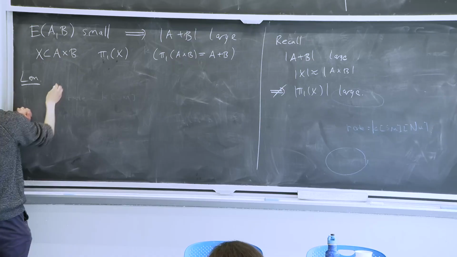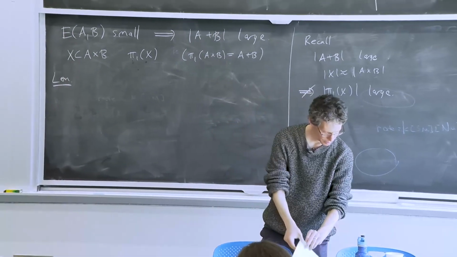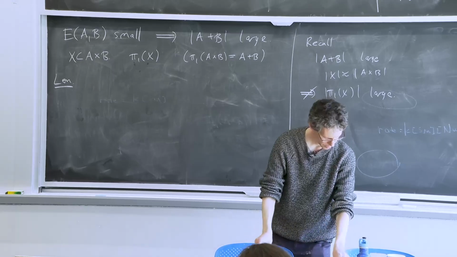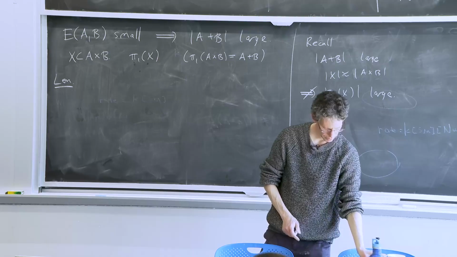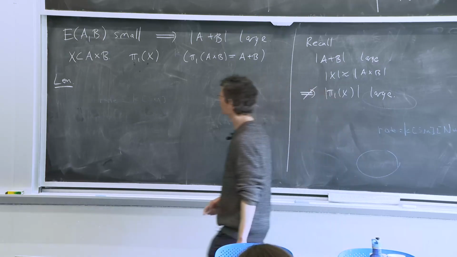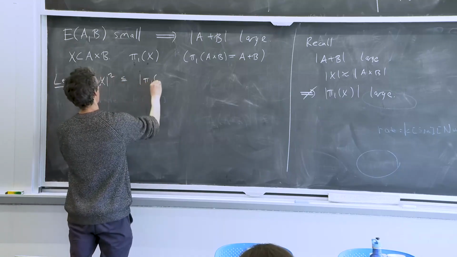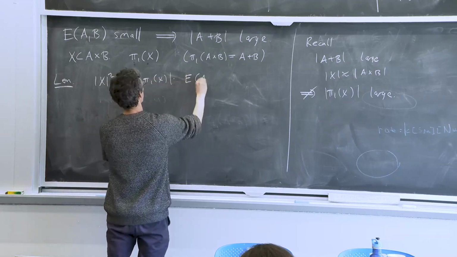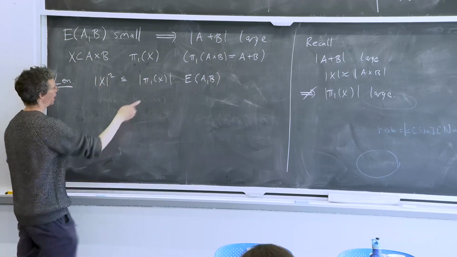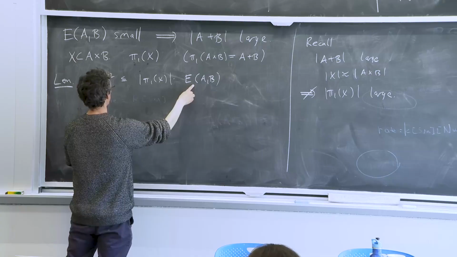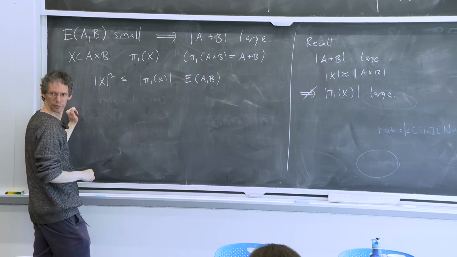So lemma: x squared is less than or equal to pi1 of x times the energy of A, B. So if the energy is small, then pi1 of x is pretty big for every subset x, or every large subset x.